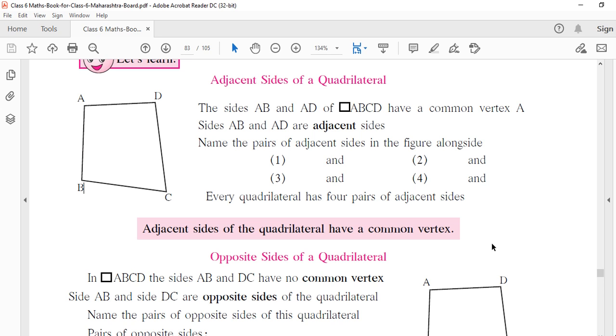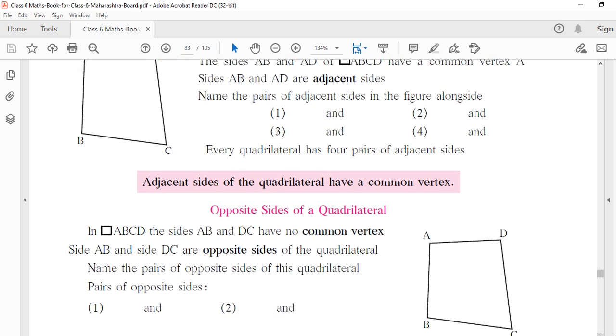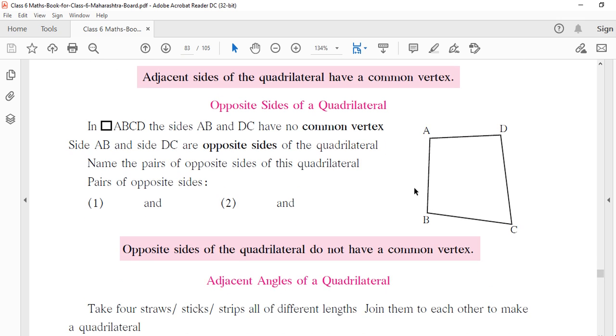Opposite sides means exactly सामने वाले. So there should not be any confusion about opposite sides. AB and CD are opposite. दोनों एक दूसरे के आमने सामने हैं. Then AD and BC are opposite sides.